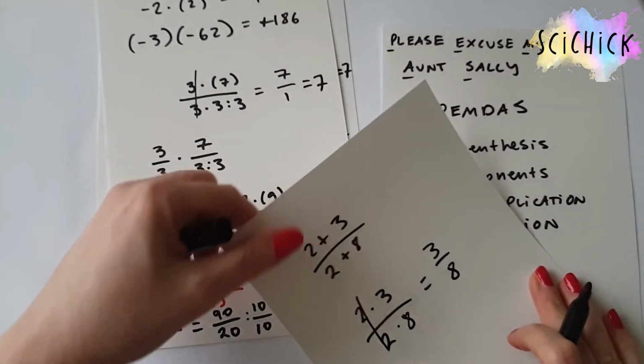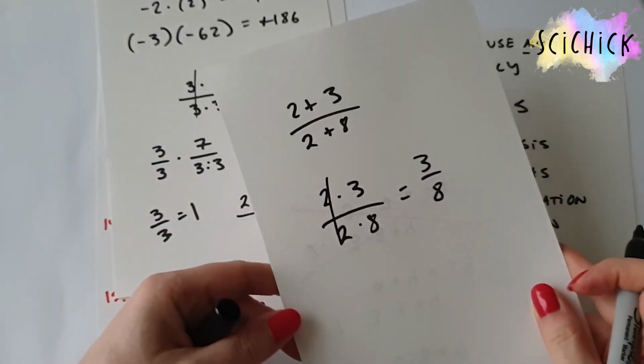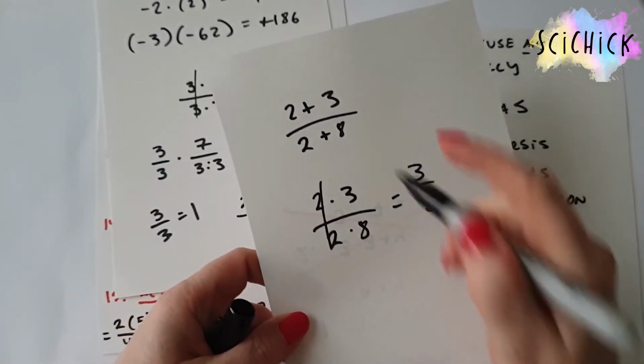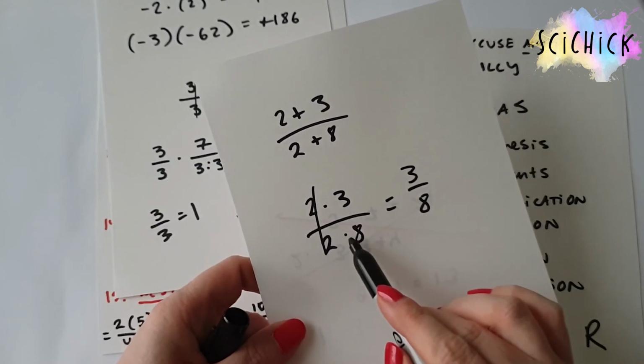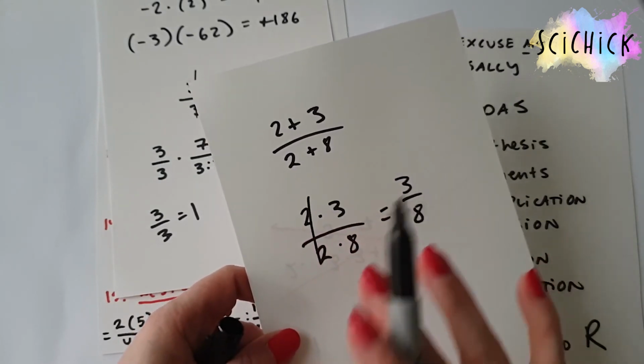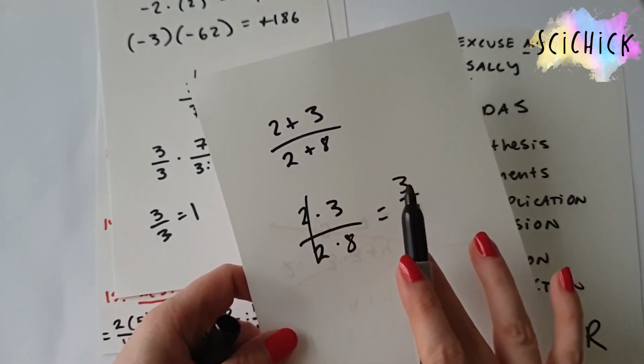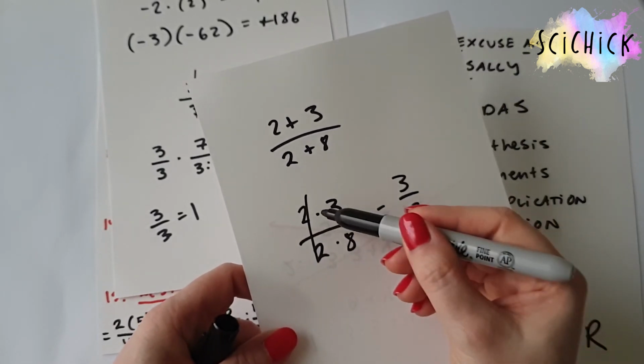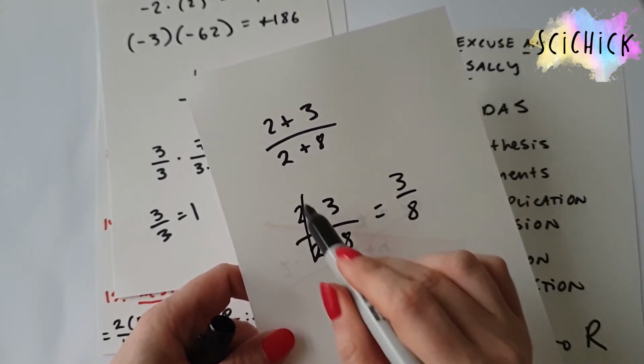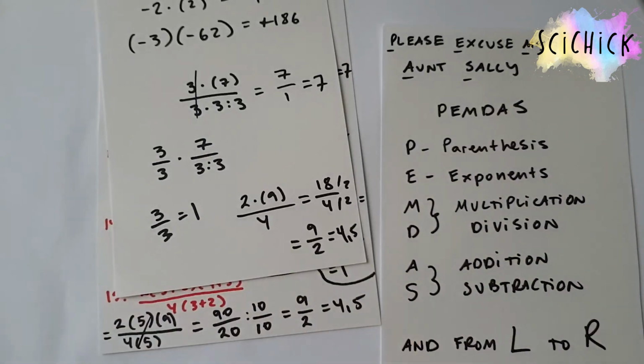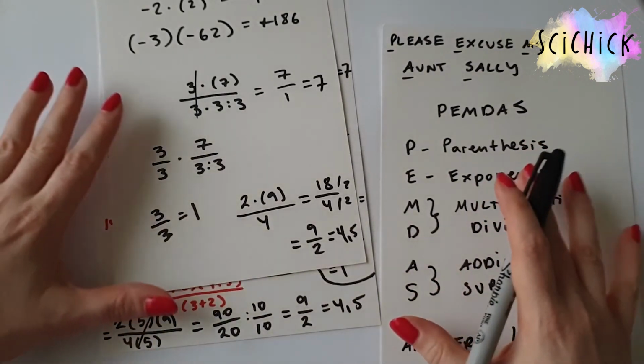Okay, 3 over 8. So, just remember, and remember it always, not if there's a plus. If there's a multiplication or a division, yes. But a plus, no. And it has to be the same sign, not multiplication and division. Multiplication on both sides or division on both sides. Okay, I'm done.